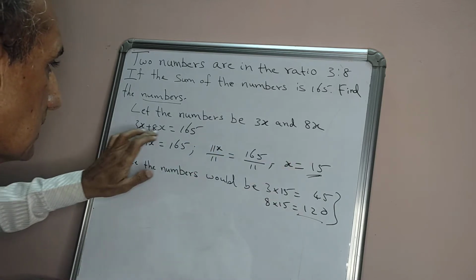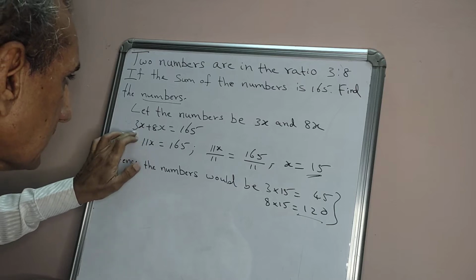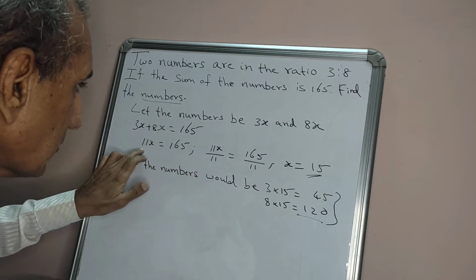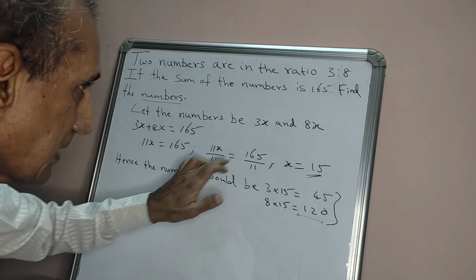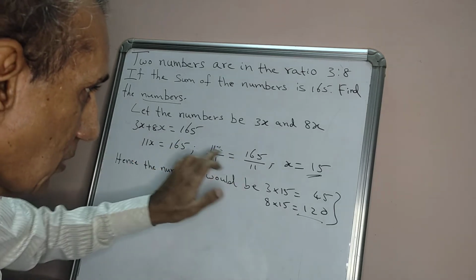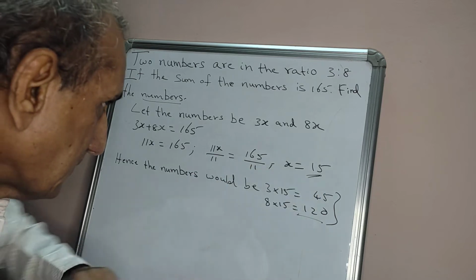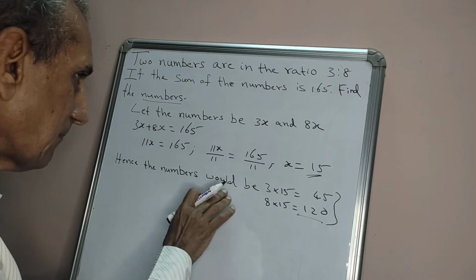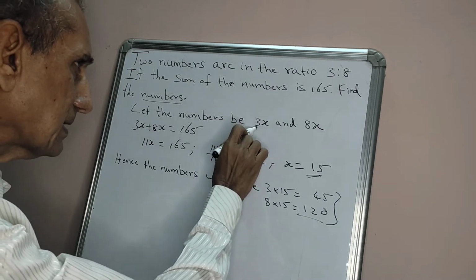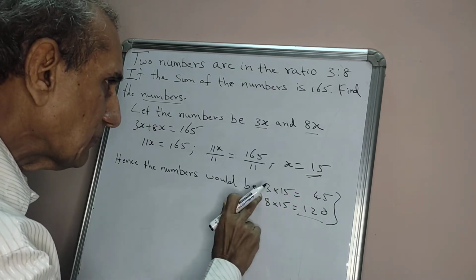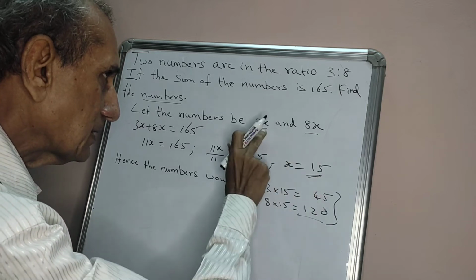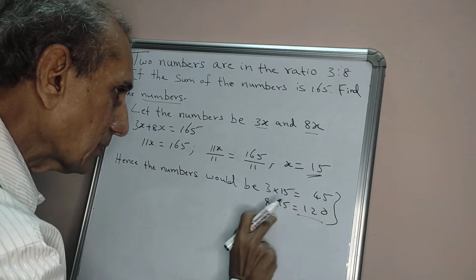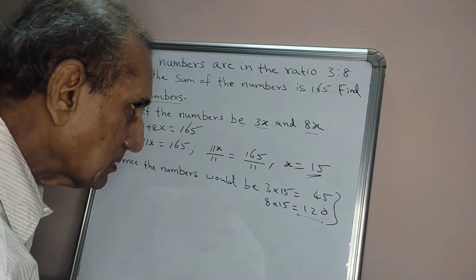Now adding the like terms, 3 plus 8, 11x is equal to 165. Dividing both sides by 11, I get 11x by 11 equals 165 by 11. Solving this, I get x is equal to 15. Having got x is equal to 15, what could my numbers be? My numbers would be 3x and 8x. So 3 into 15 is 45, and 8 into 15 is 120.